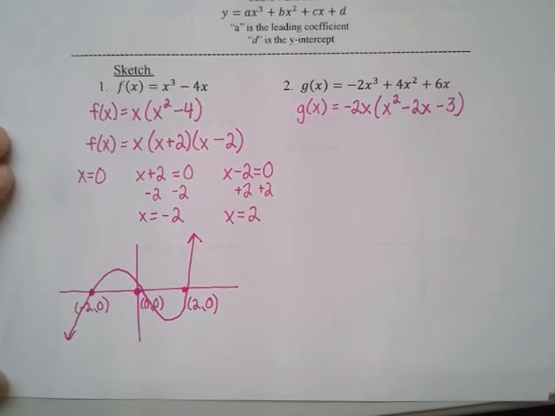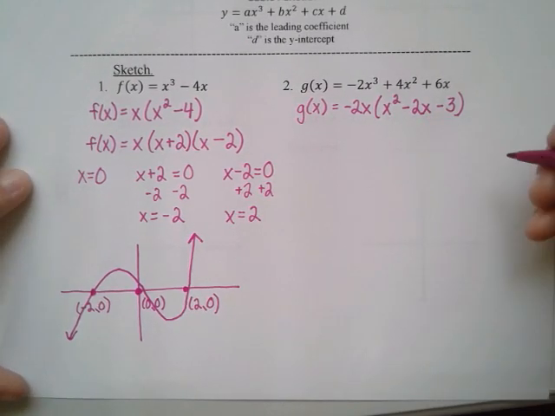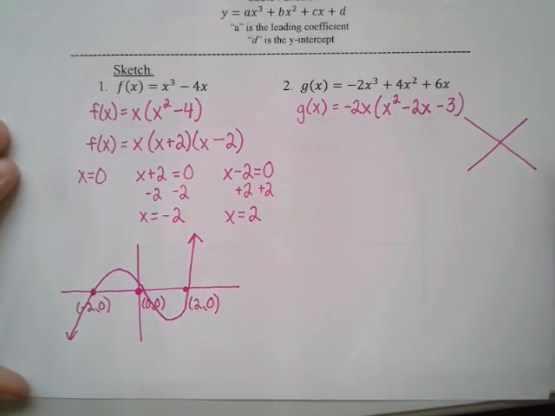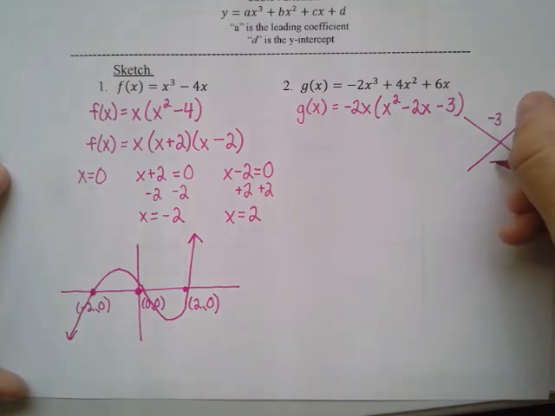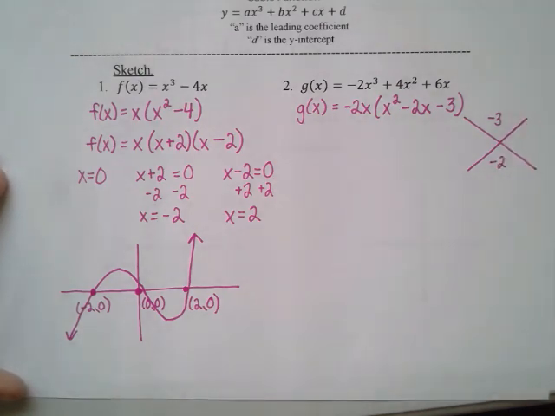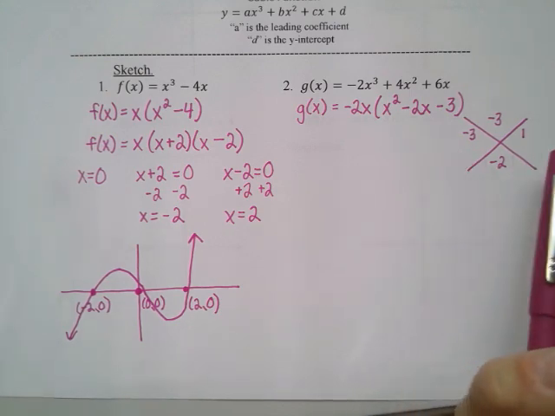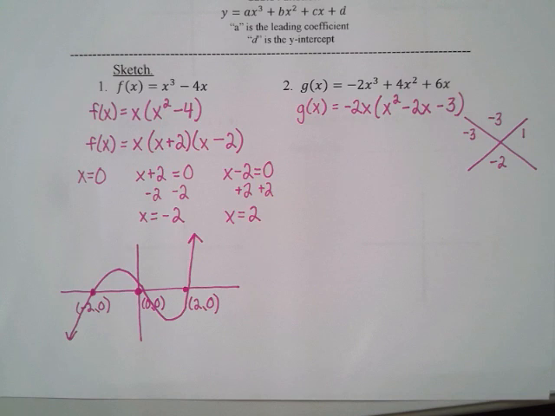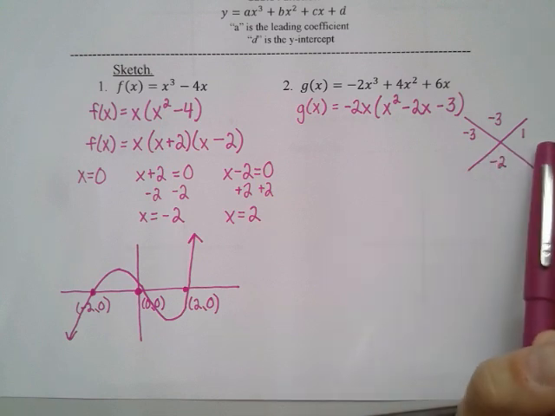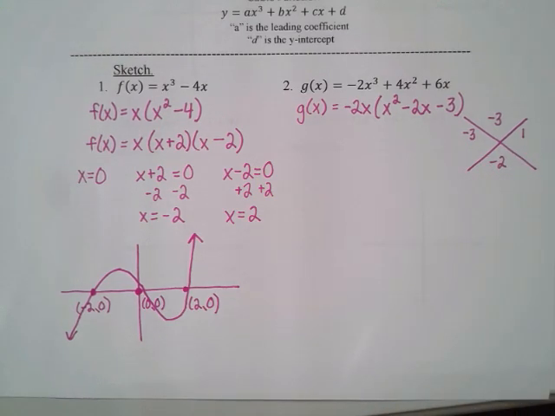I need to factor what I have left now that it's a quadratic. I'm going to use my x. Negative 3 is my last term, so it goes on top. Negative 2 is my middle term, so it goes on the bottom. The factors of negative 3 that can give me negative 2 are negative 3 and positive 1, because negative 3 times 1 gives me negative 3, and negative 3 plus 1 gives me negative 2.